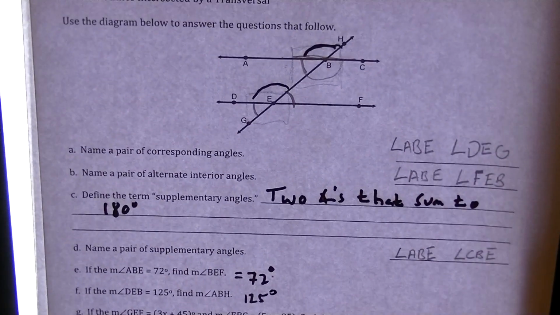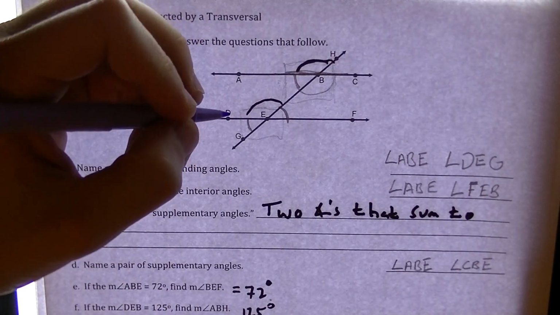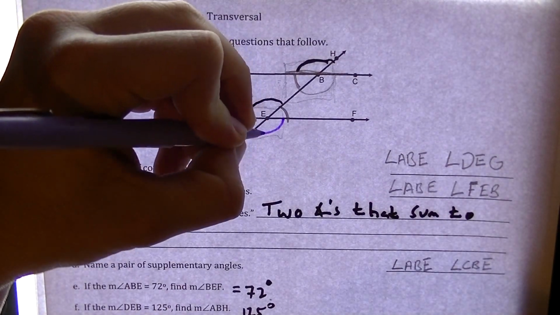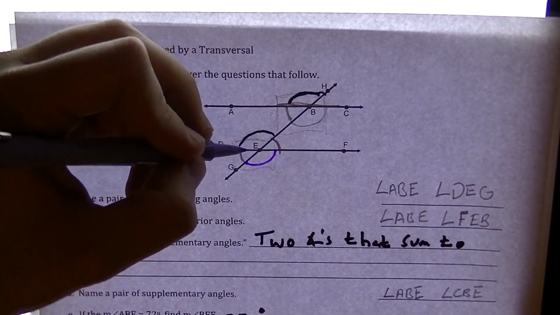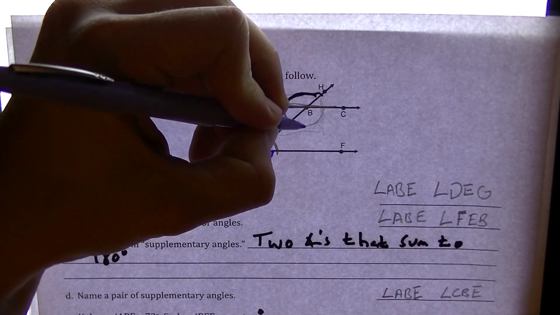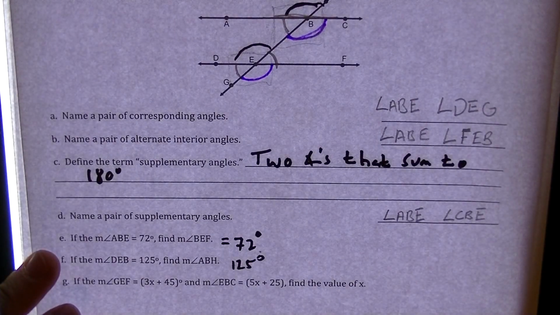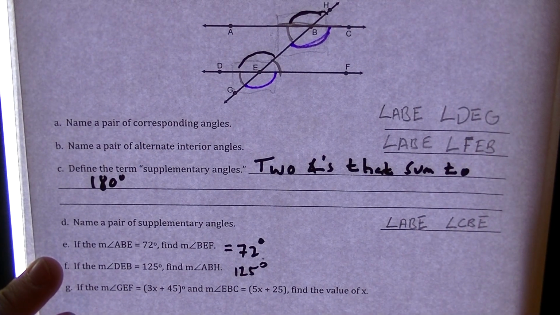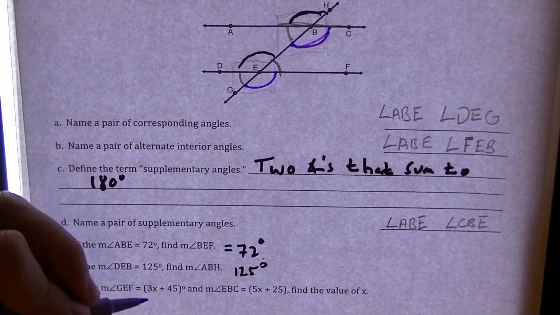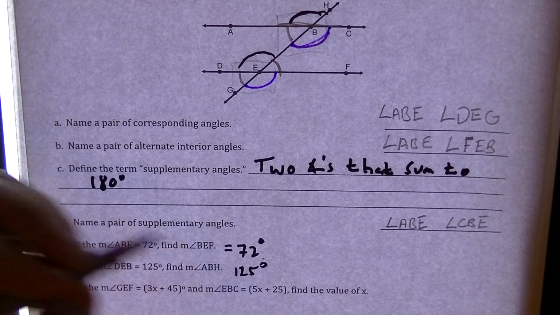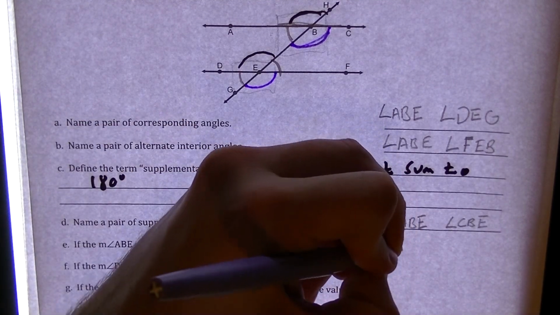If angle GEF, I'm going to start running out of colors. If angle GEF is 3x plus 45, and angle EBC, my two purple angles here, is 5x plus 25, what's the value of x? Well, I know these two purple angles are corresponding, which means they're congruent. So I can just take this, set it equal to that, and do the algebra. Which, why not? We'll do it in purple.